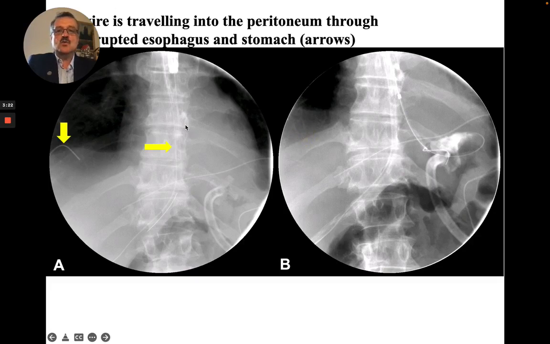So what did we do? We performed an upper endoscopy, and during the upper endoscopy we realized that the wire was going into the abdominal cavity.